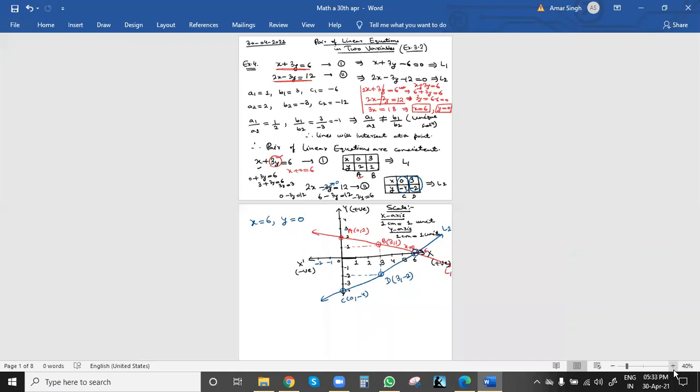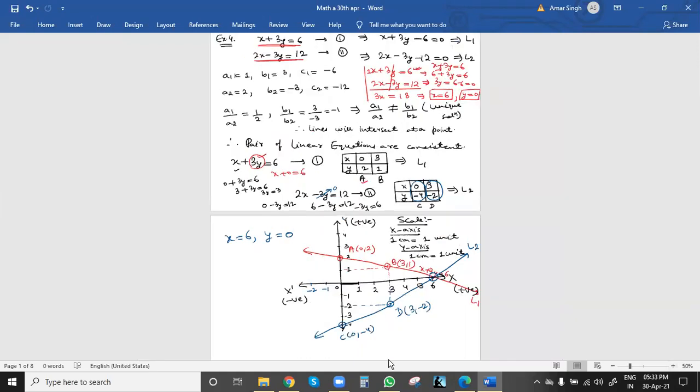Take a snapshot, then we'll see the next question. With the help of a scale, you can join, then you will get a straight line. Any doubt, then please ask.